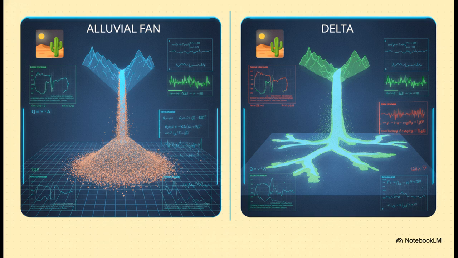Eventually, every river reaches a point where it slows down and has to drop its remaining payload. But the landform it creates depends entirely on the environment it's dumping into. Take alluvial fans, for example. These form in dry, arid climates. When a steep mountain stream suddenly bursts into a flat, open valley, it rapidly drops coarse gravel and sand in this massive fan or cone shape. On the flip side, we have deltas.